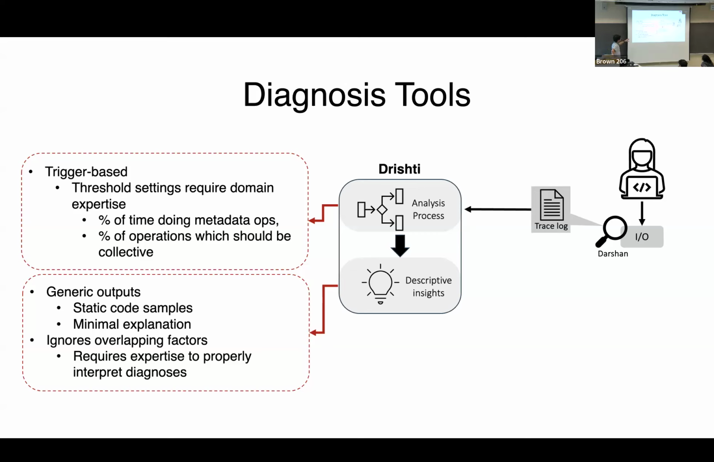It also has very generic output. It does have static code examples, as we showed earlier, and it does not give a good explanation of what's going on in the system. And it ignores many factors that overlap. I'll give some better examples later about those issues. But Drishti, again, is a very helpful tool here because it simplifies what a user needs to learn about their trace. It simplifies that a lot, but it still has a lot of issues here.